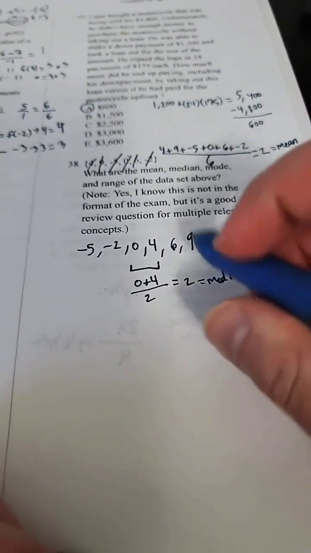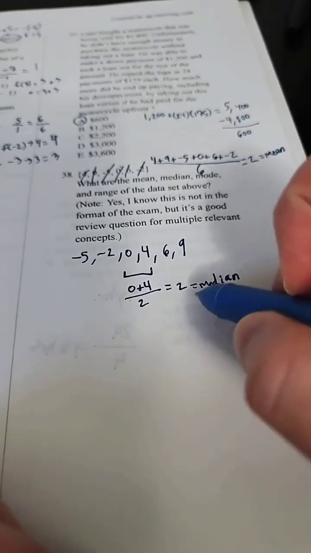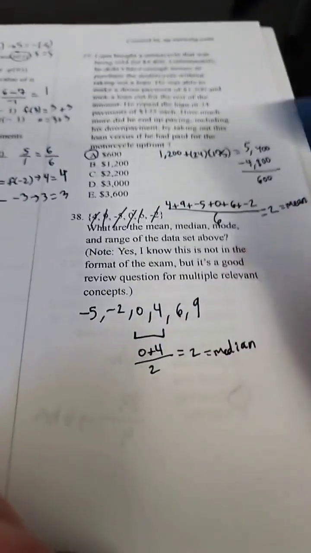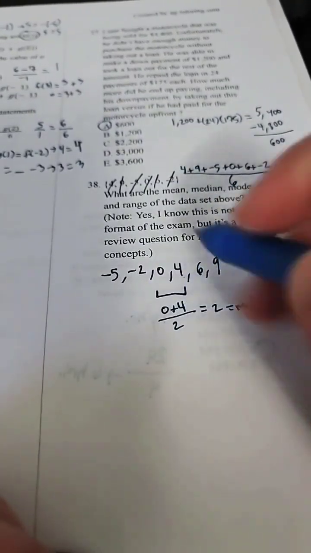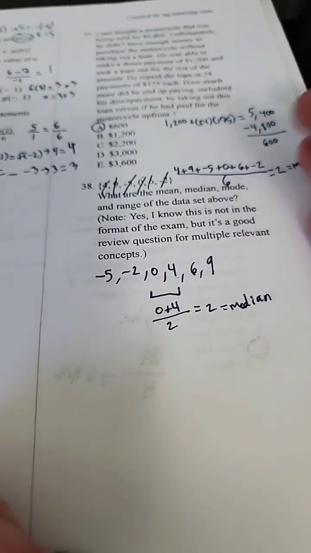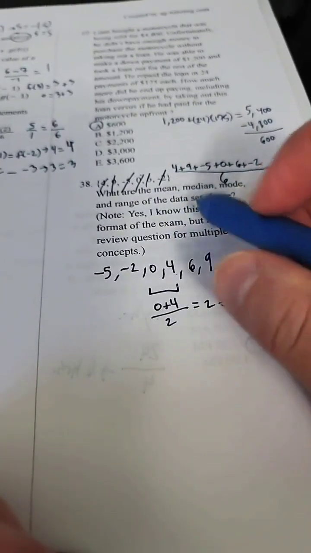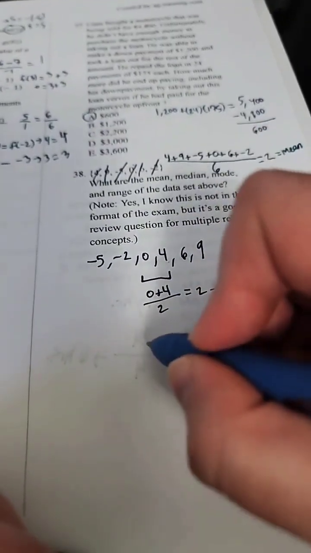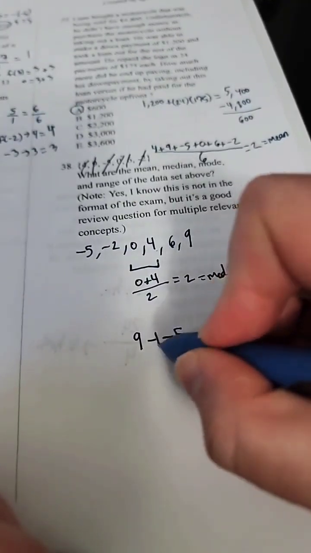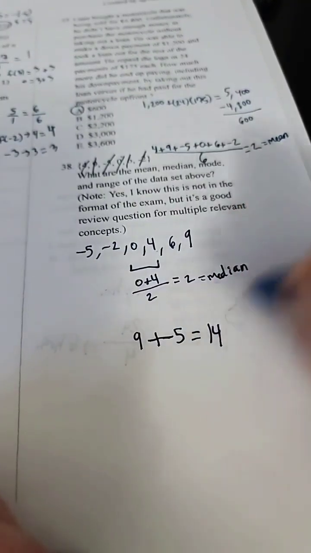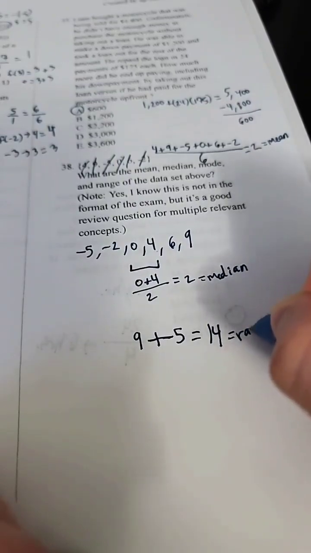And then let's go to what's the next thing? Mode. Okay, mode is just the number that occurs the most frequently in the list. There's no number that occurs most frequently, so there's no mode. And then the range would be the highest number minus the lowest number. So it'd be 9 minus -5, which is just minus and minus is plus, so that's equal to 14 for the range. That's the range right there.